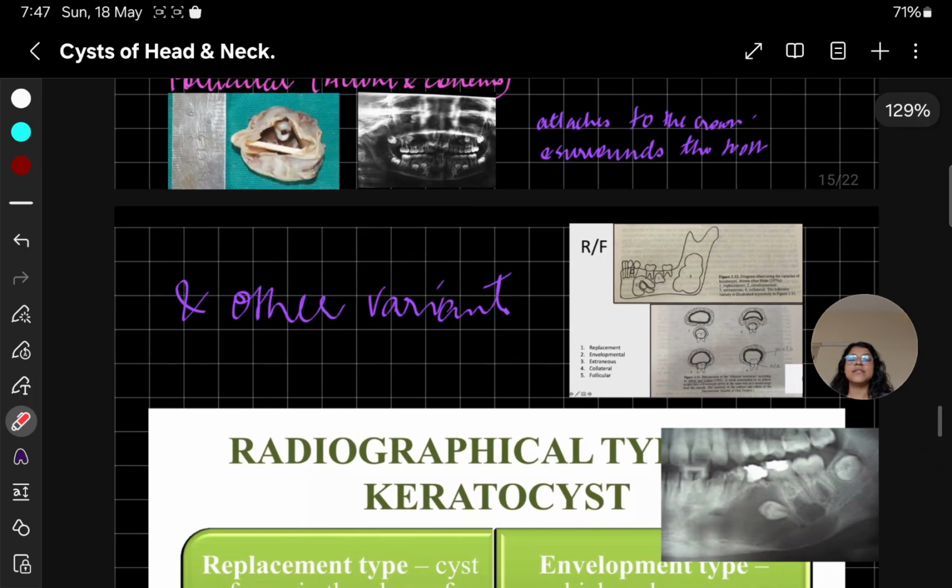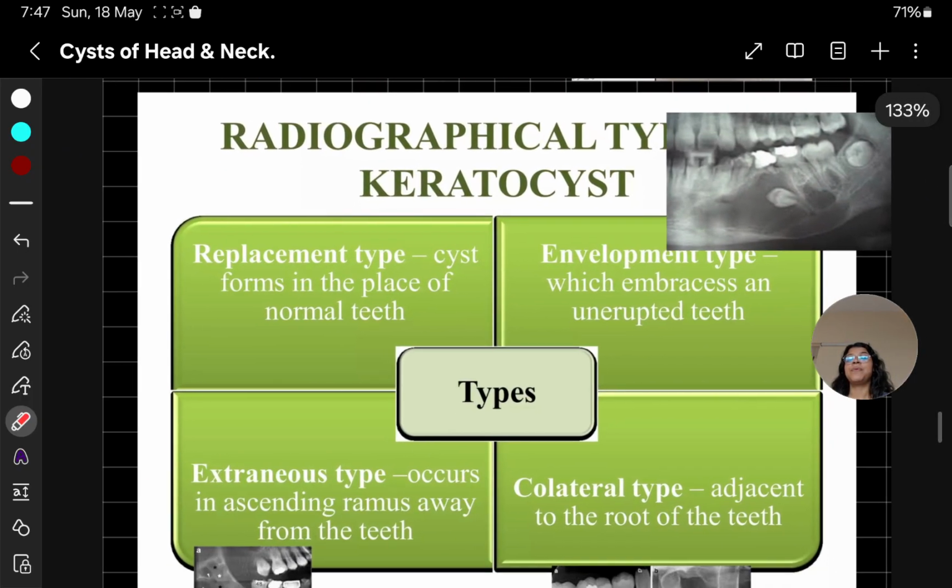So other variants are replacement type, where the cyst forms in the place of a normal tooth. I did not find a picture for this. So understand that the replacement type is a radiographic feature where the cyst forms in the place of a normal tooth. Then you have envelopment type, which embraces an unerupted tooth. So in envelopment type, it embraces an unerupted tooth.